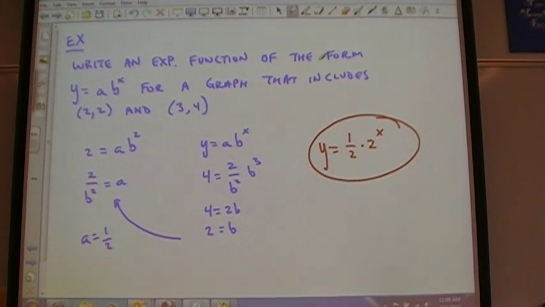Write an exponential function of the form y equals a times b to the x for a graph that includes the points (2, 2) and (3, 4). I'll give you a second to write that down.